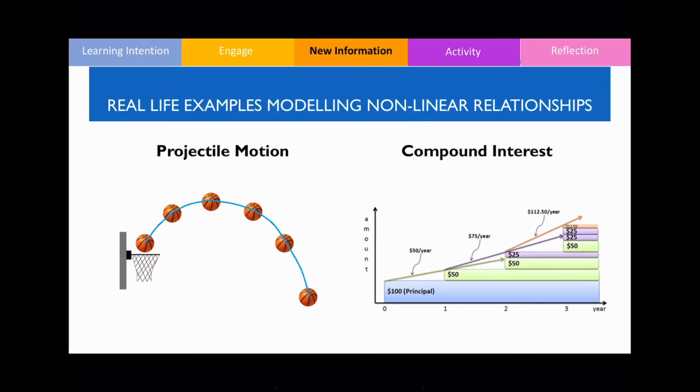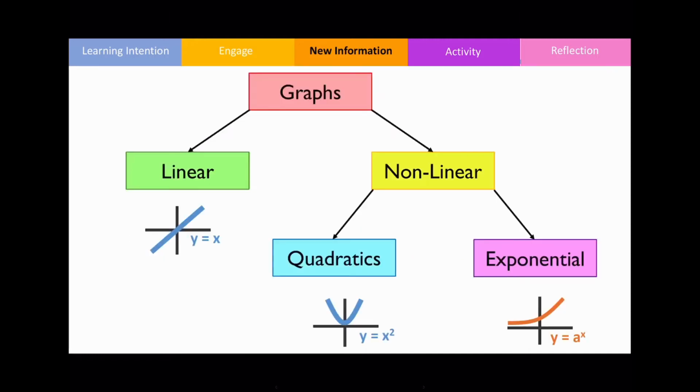Similarly, we've previously learned about compound interest, which is another example of a non-linear relationship. In this case, it's showing you exponential growth. Over here, this is a very nice summary of the different types of graphs that we will be encountering in this particular course.